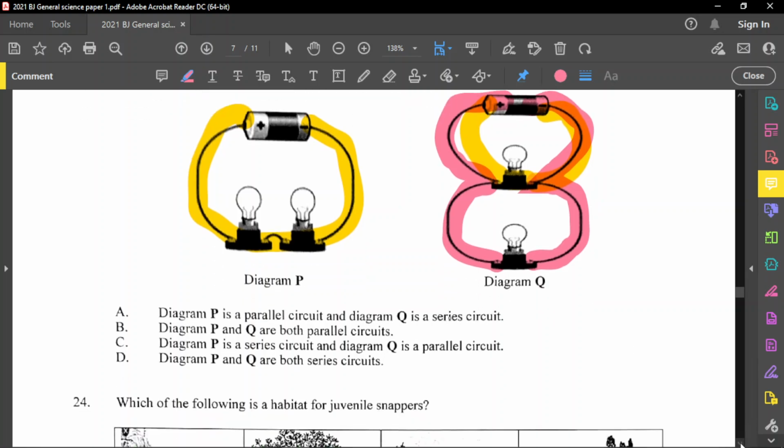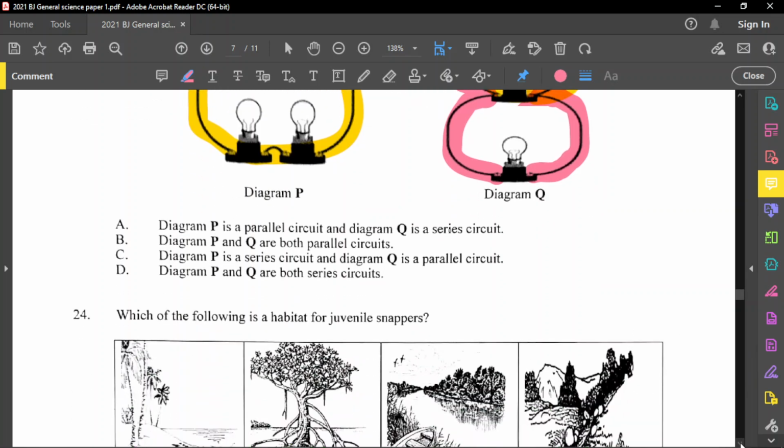All right, so let's look out for what answer is that one. And so here is C. I'll just say that P is series, Q is a parallel circuit.